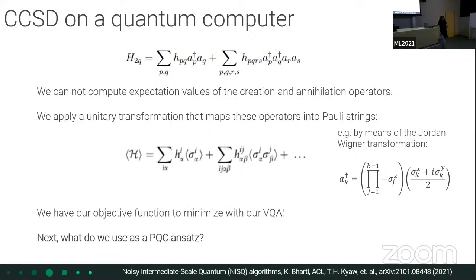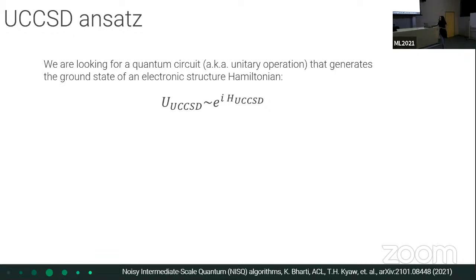So, okay, we have our cost function, which is this Hamiltonian. Now, how can we generate the ansatz to generate the electronic structure functions that I mentioned before? So we use this UCC as the ansatz. This unitary operation will be the exponential of this Hamiltonian, and how can we obtain this quantum circuit? So the idea is the following.